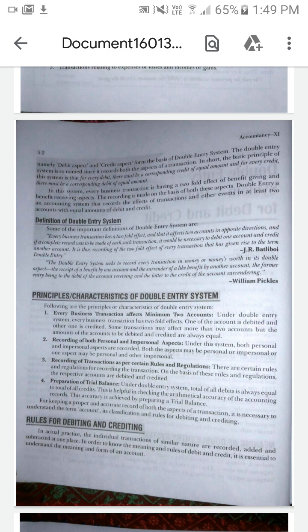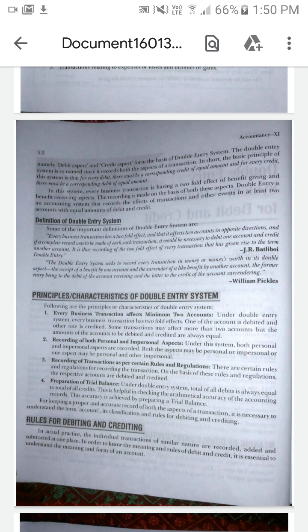For every debit there is an equal and corresponding credit. It is also called the two-fold effect of benefit, that is the benefit giving and benefit receiving aspect. It is on the basis of these aspects.